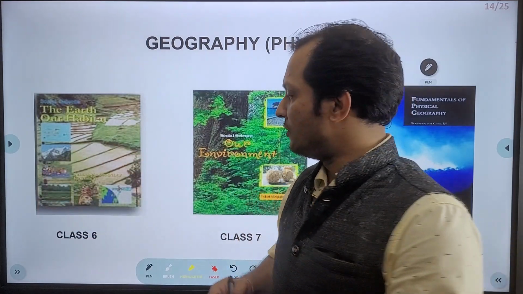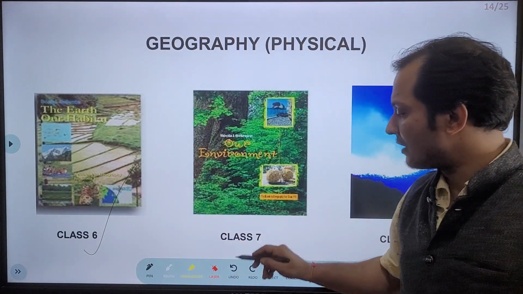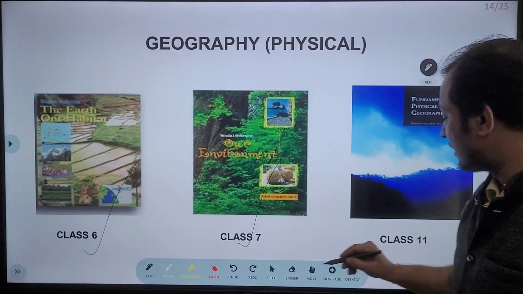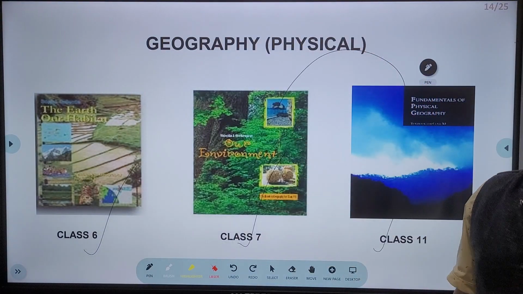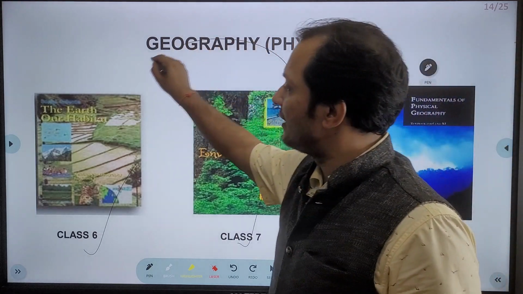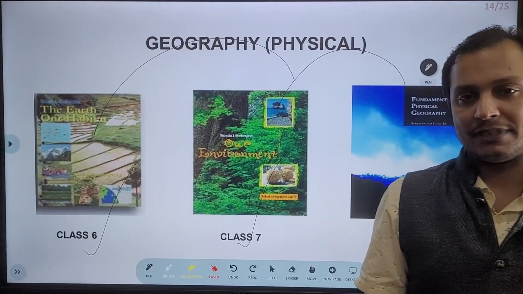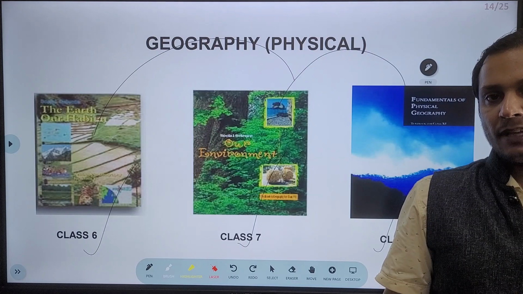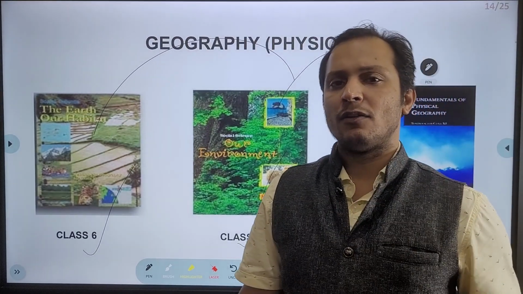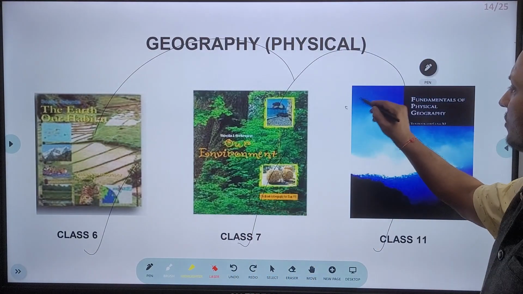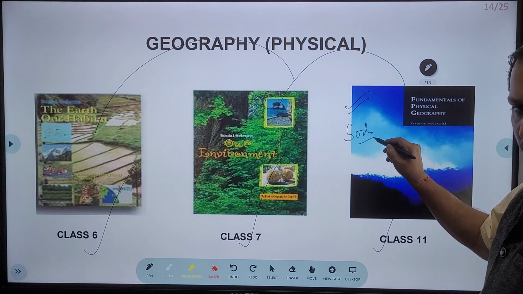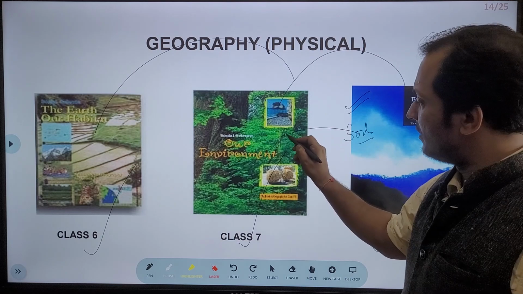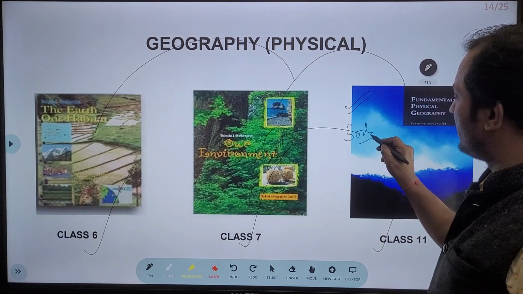For example, you have to read the class 6th book, class 7th book and class 11th book: Fundamentals of Physical Geography, Our Environment and Earth and Our Habitat. And here also I would recommend that you first read this book chapter wise. Suppose you are reading soil from this book, so cover soil from here and write any extra point here.